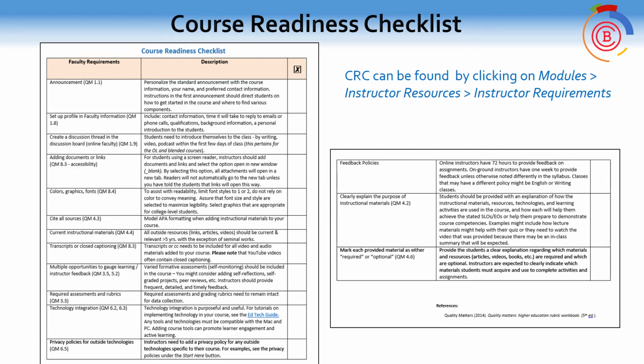A course readiness checklist has been provided in your Blackboard course to assist you with preparing your course and adhering to Blackboard assessment, ADA, and other professional expectations. The items on this checklist will need to be completed no later than 10 days prior to the start of the semester. This checklist is located under Modules. Click on Instructor Resources and click on Requirements.